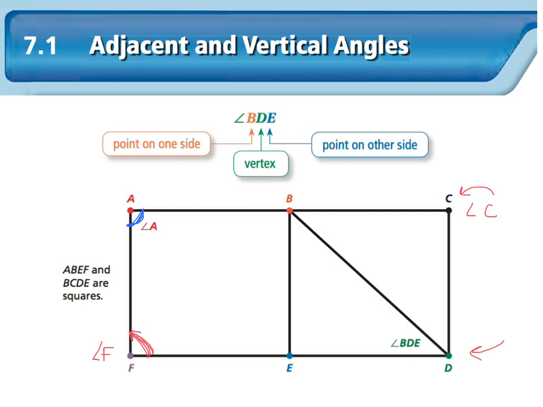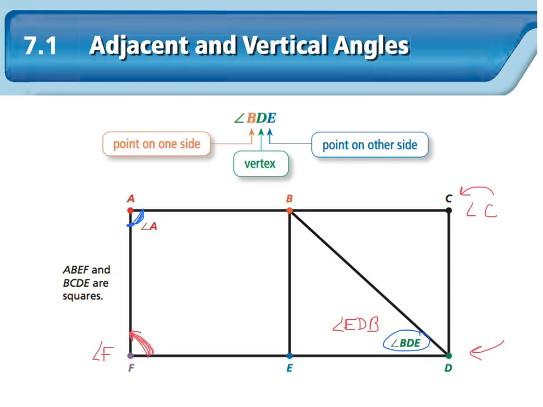The points on either side could be B and E. So I could actually name this angle here, angle BDE. BDE. I could also name it angle EDB. Either one of these are acceptable. Now I cannot name it angle DBE because DBE will be this angle up here. The vertex, which here is D, has to be the center letter.